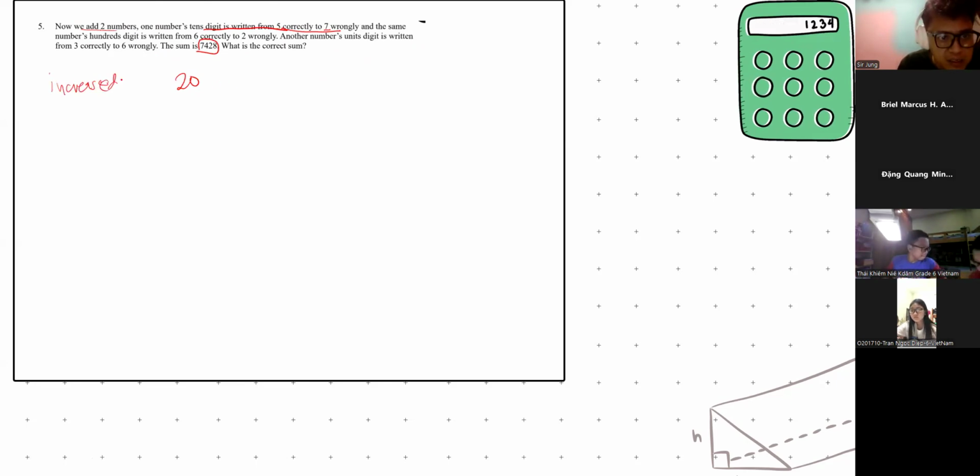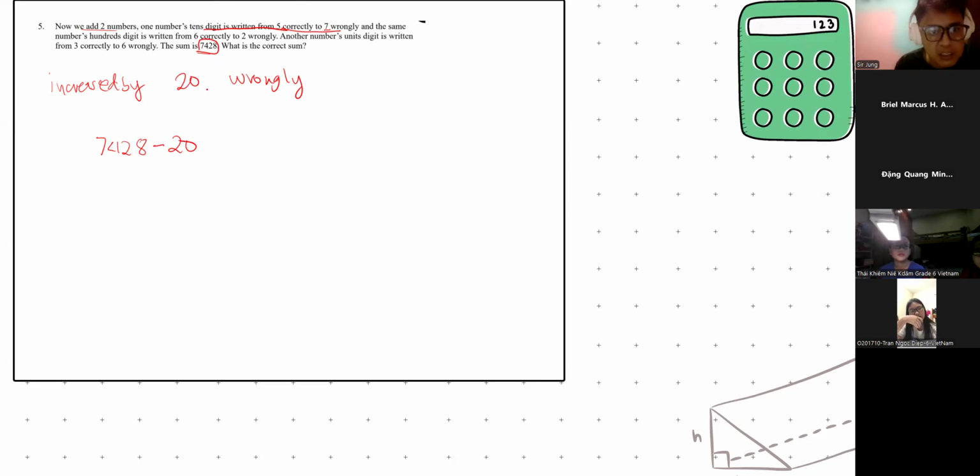Increased by 20 wrongly. Okay? So which means that the true sum or the correct sum would be 20 less than the sum given. So 74028 minus 20. Okay? Again, why did we subtract 20? Because we increased the total sum by 20 wrongly, because the tens digit is written from 5 correctly to 7 wrongly.